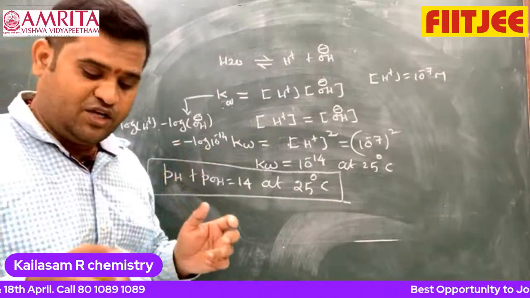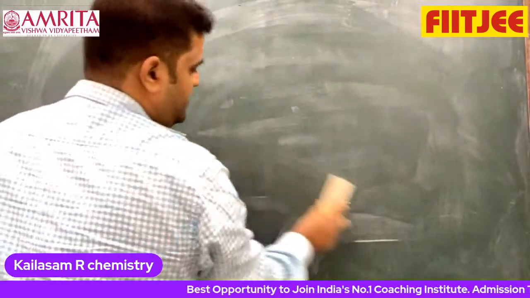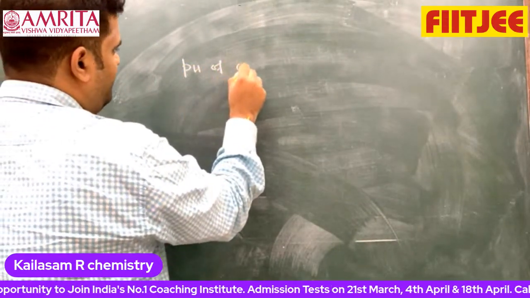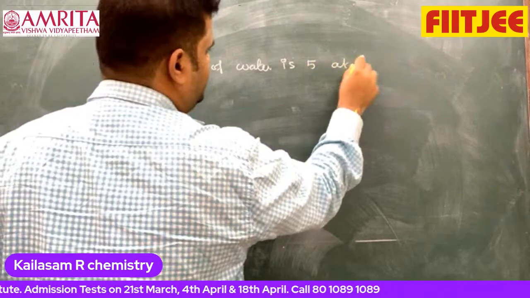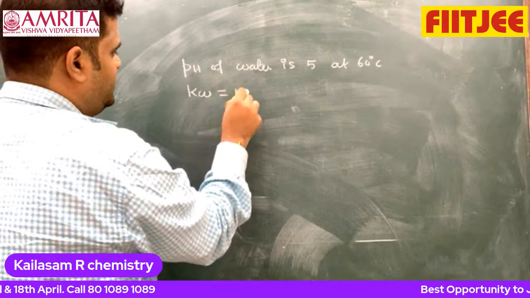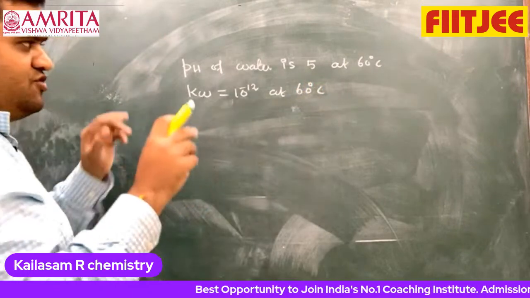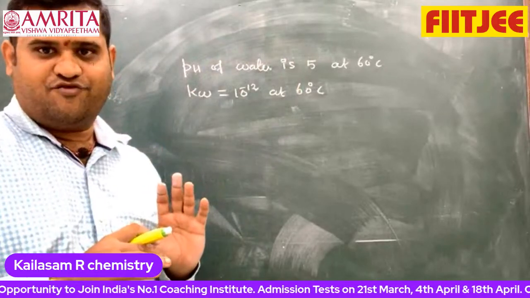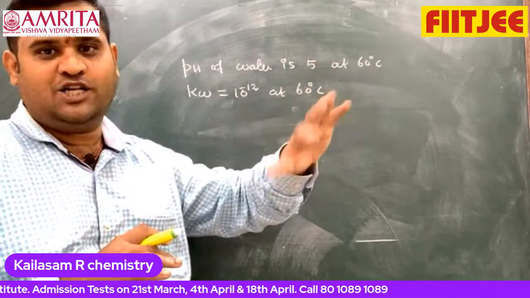Now, what will they ask you in the exam? Look at this. They may say the pH of water is 5 at 60 degrees Celsius, and Kw is equal to 10 power minus 12 at 60 degrees Celsius. Find out whether the water is acidic, basic or neutral. Find whether at pH equal to 5 it is acidic or basic or neutral. That's what they will ask you.